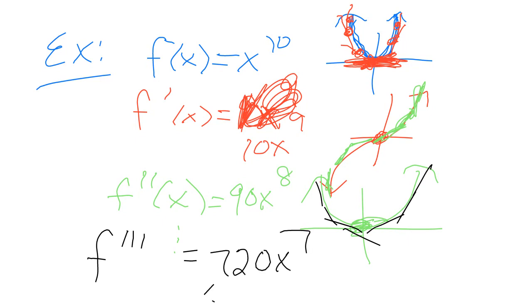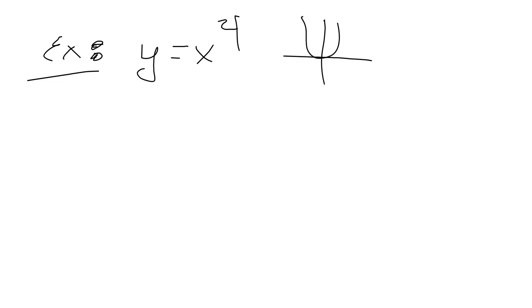Now we can keep going here on this, and anyway, eventually it flattens out. So I started out too high here, but let's do a little easier one. Let's start out with y equals x to the 4th. Well, same deal. It looks like this, right?